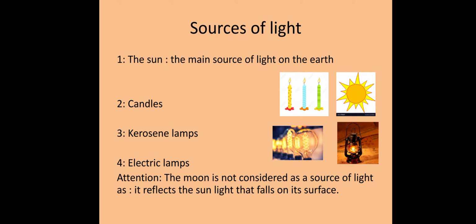Sources of light. First, the sun. It's the main source of light on the earth. Second, candles. We all know candles, and you can recognize them from this photo. Third, kerosene lamps. Not all of us know this source of light because it's an old device, but you can also recognize it from this photo.